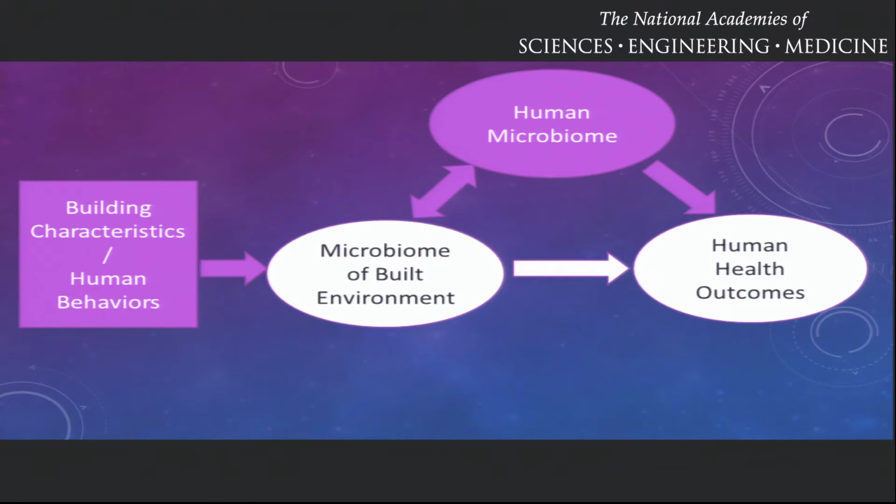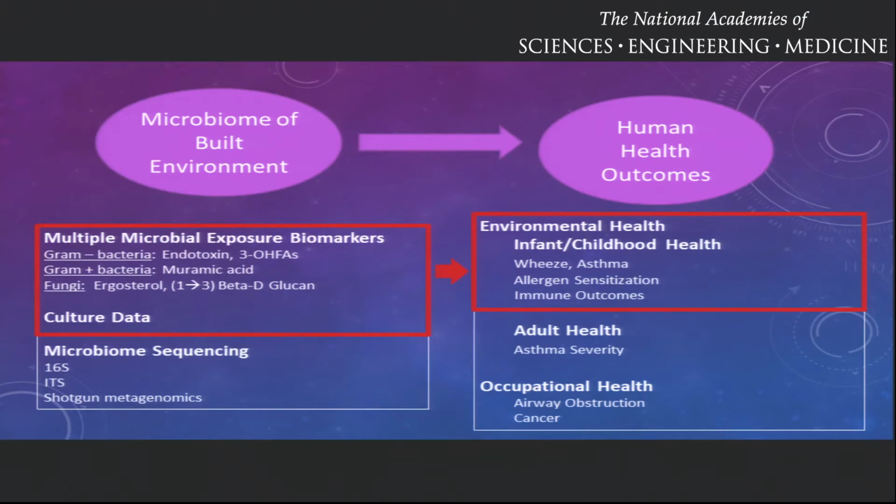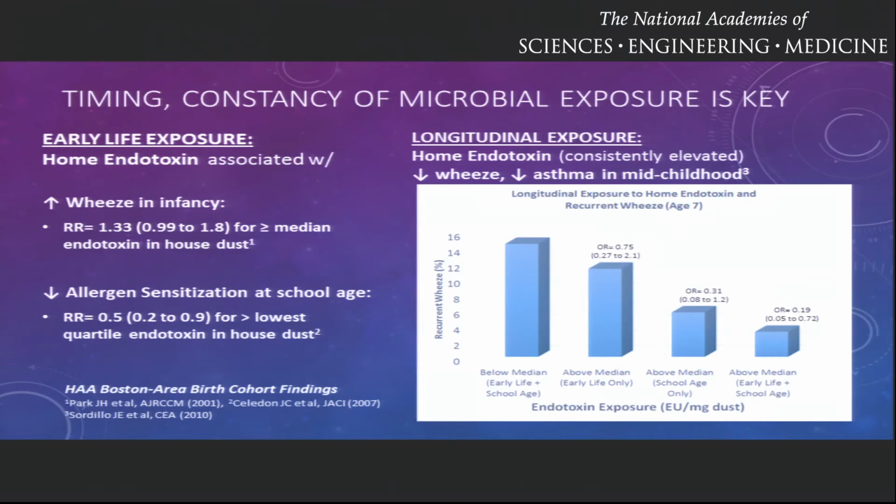Okay. So moving on to this other part of the diagram, looking at the microbiome of the built environment and human health. Okay, so I'll discuss some of the work that we've done, our group and others have done, looking at some of these broad microbial biomarkers in the home and culture data and environmental health outcomes, mainly focused on infant and child health. Okay, so again, this work was done in the Boston area birth cohort, the Epidemiology of Home Allergens and Asthma study, and the PI of the study is Diane Gold, and Don Milton actually contributed a lot to this work as well.